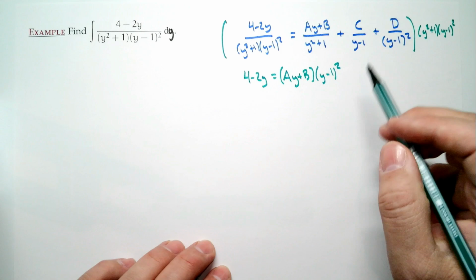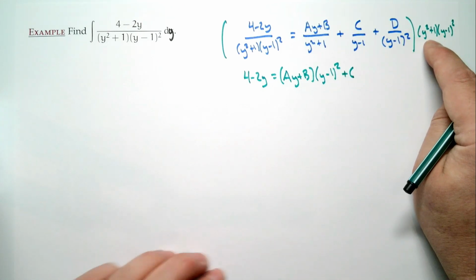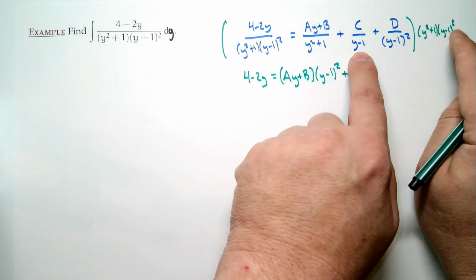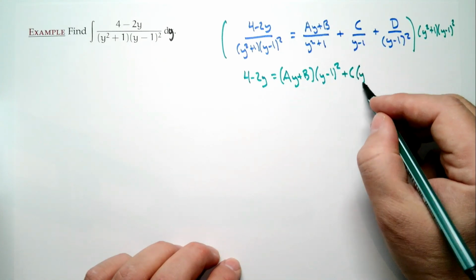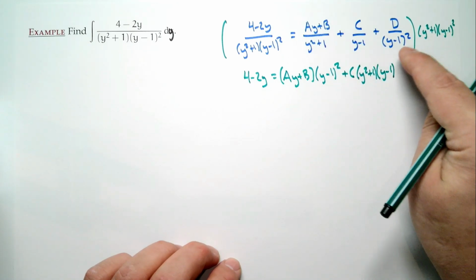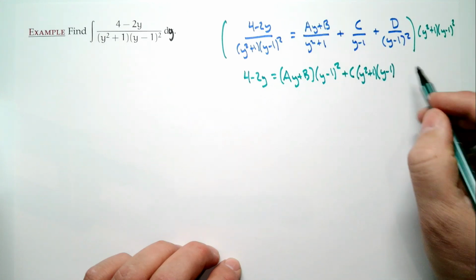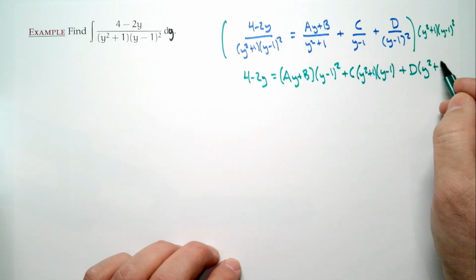The next term, we're going to get c, and we're going to get the y squared plus 1, and we're going to get a single y minus 1. So c times y squared plus 1 times y minus 1. Then the last term, the y minus 1 squareds cancel, so we get d times y squared plus 1.